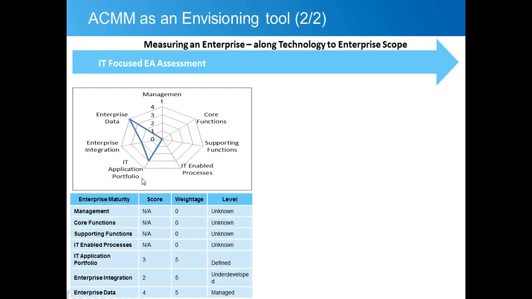Typically, here in this example, I'm trying to show an arrow in which, if you are focused on an IT assessment, an IT-focused EA assessment, then there are many dimensions that you switch off in an enterprise. And therefore, you don't score them, and you get a limited perspective of the enterprise. And that's what I was trying to say earlier in the graph that I showed you.